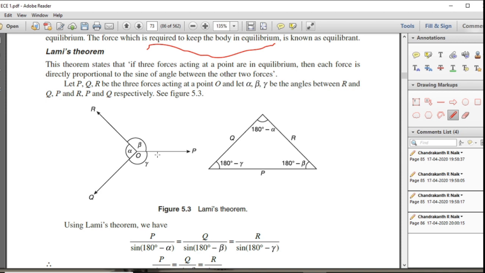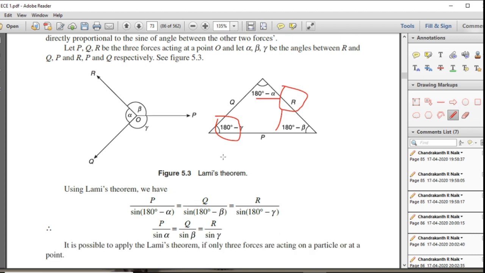What is the converse of the triangular law of forces? It tells us that if three forces are taken as the sides of a triangle in order, then by the sine rule we can write P by sine of 180 degrees minus alpha, Q by sine of 180 degrees minus beta, and R by sine of 180 degrees minus gamma. This property we know.